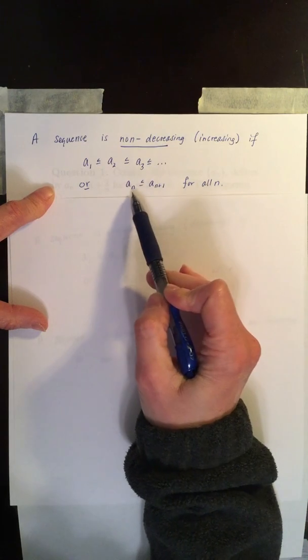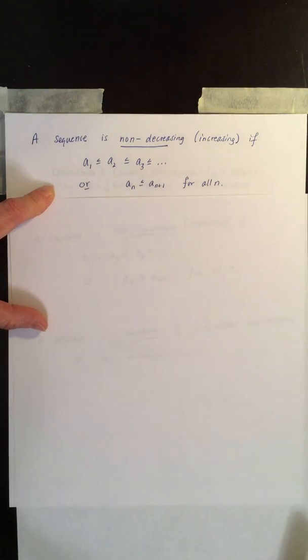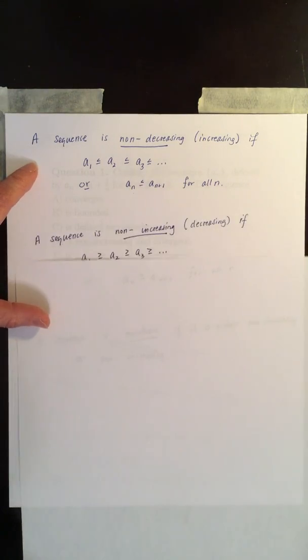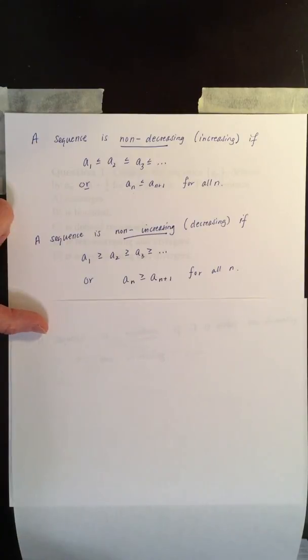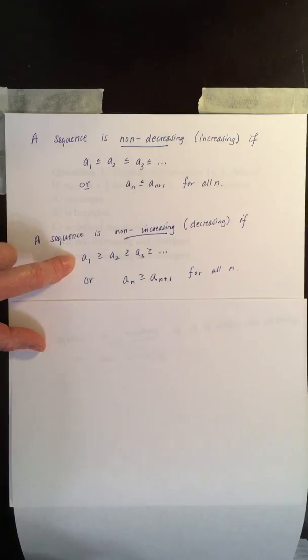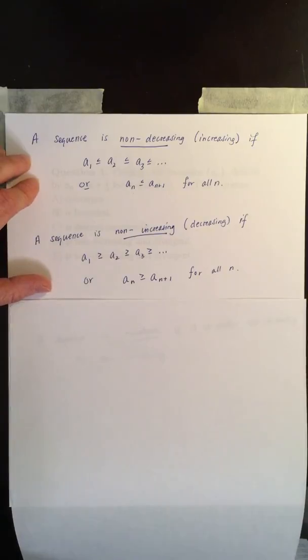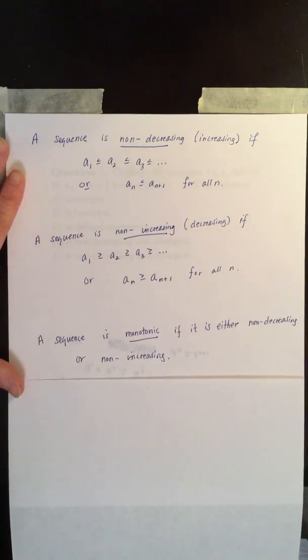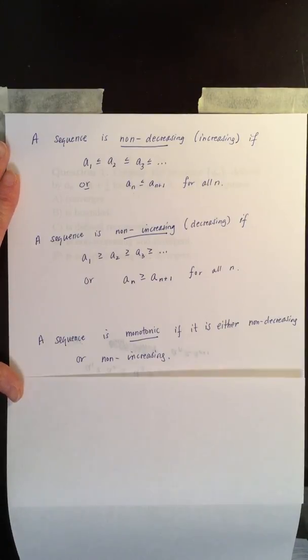So a sub n is less than or equal to a sub n plus 1 for all n. Similarly, we can say that a sequence is non-increasing, or it's decreasing, if a sub 1 is bigger than or equal to a sub 2, is bigger than or equal to a sub 3, and so on as n gets larger. And then we say a sequence is monotonic if it's either non-decreasing or non-increasing.